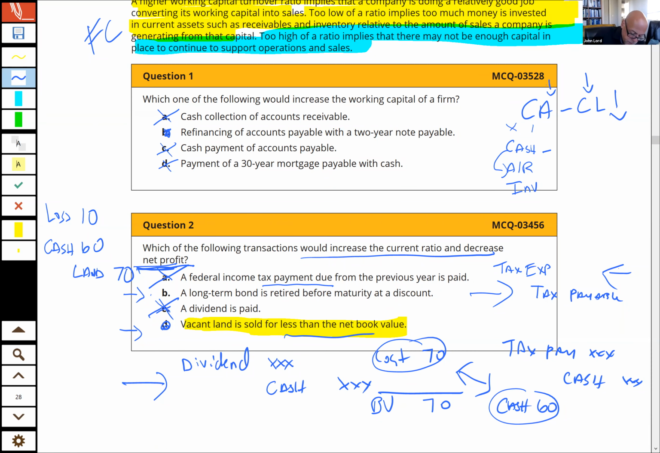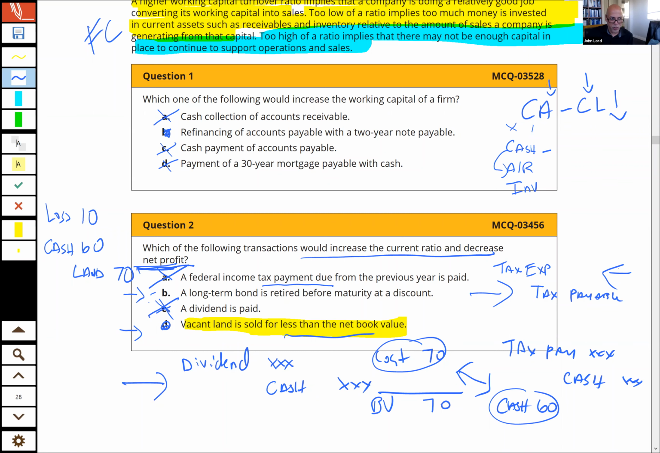Now, B is a little bit troublesome. I mean, you'd pick D for sure. With B, you might not be able to fully understand what they're saying here. They say the long-term bond is retired before maturity at a discount. I guess what they're trying to say is you retired it for less than the carrying value of that bond. So you had a bond with a carrying value of, say, 100, and you only had to pay $98 to get rid of it.